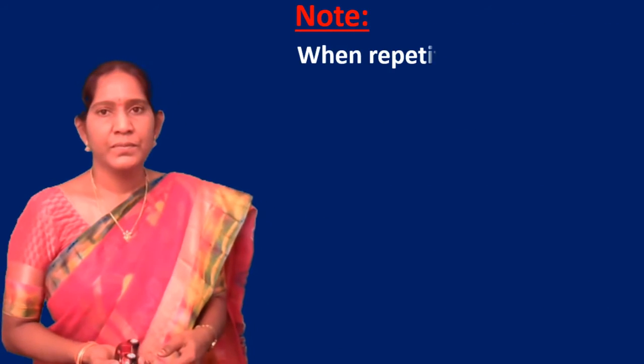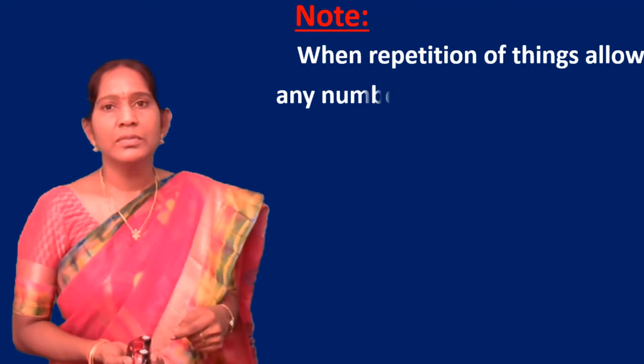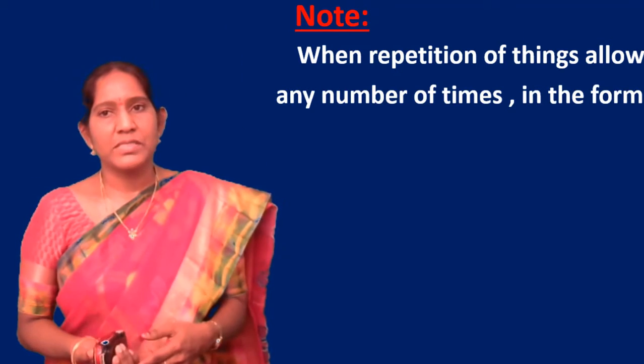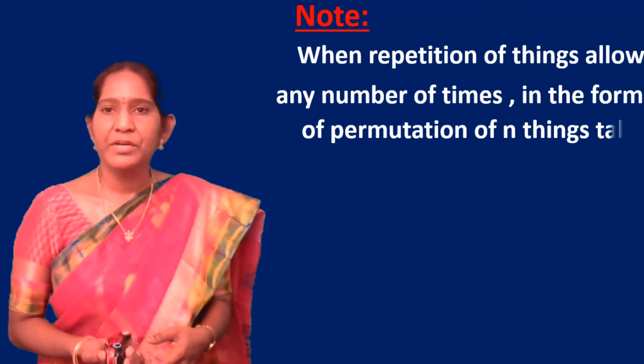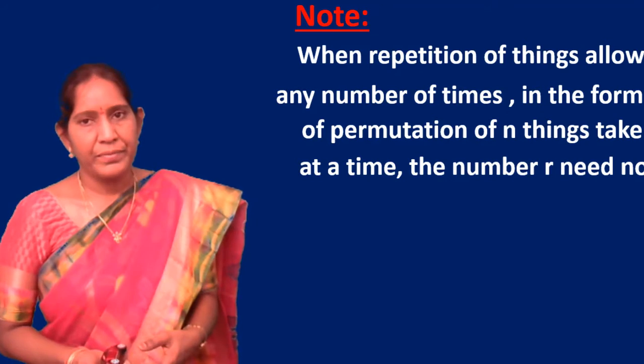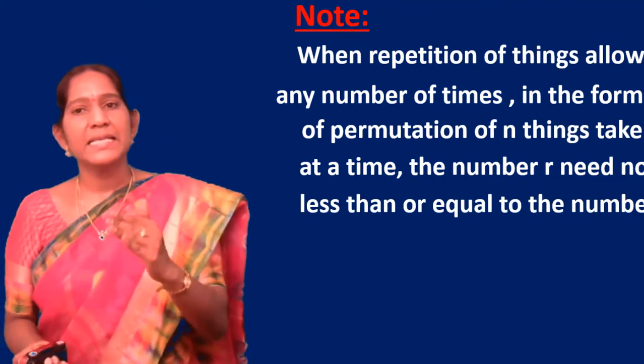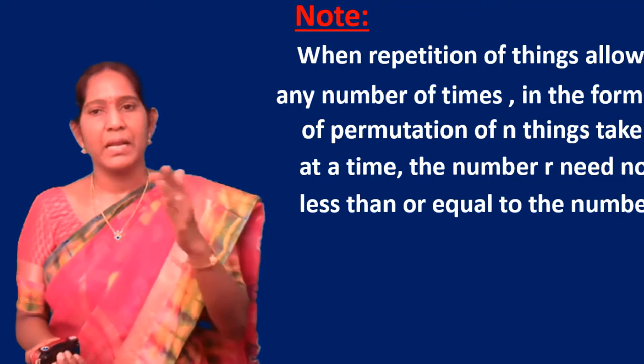Note: when repetition of things is allowed any number of times in the formation of permutations of n things taken r at a time, the number r need not be less than or equal to the number n.